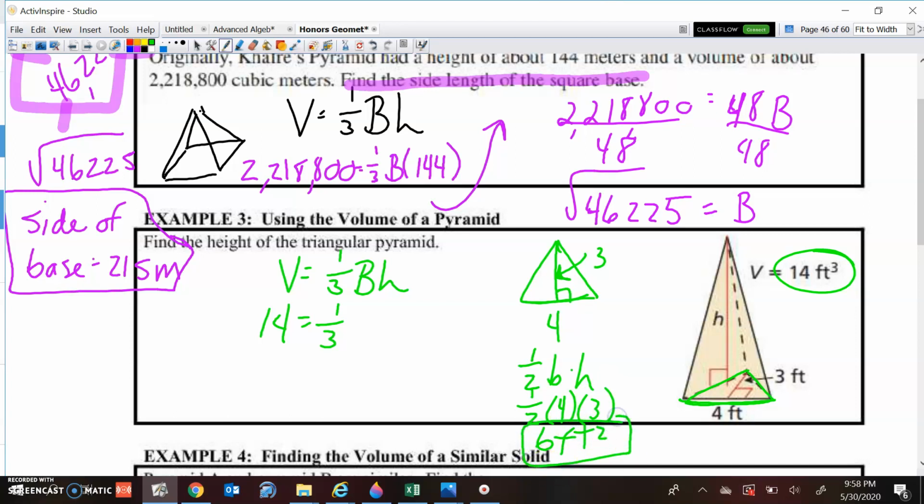Remember, area is always squared. All right, so I'm going to put a 6 in here for my capital B, and I don't know the height. All right, so 14, 1/3 of 6 is 2. I divide both sides by 2, so the height of this is going to be 7 feet. We've solved for the unknown.